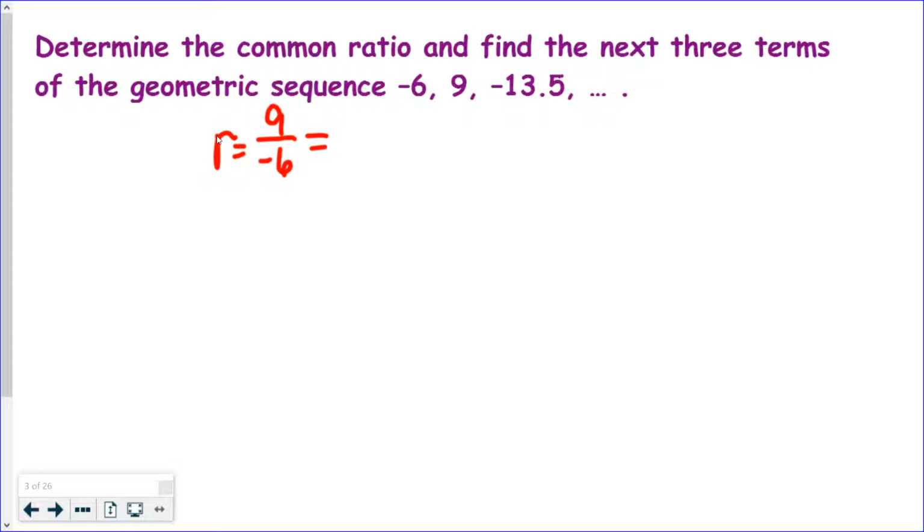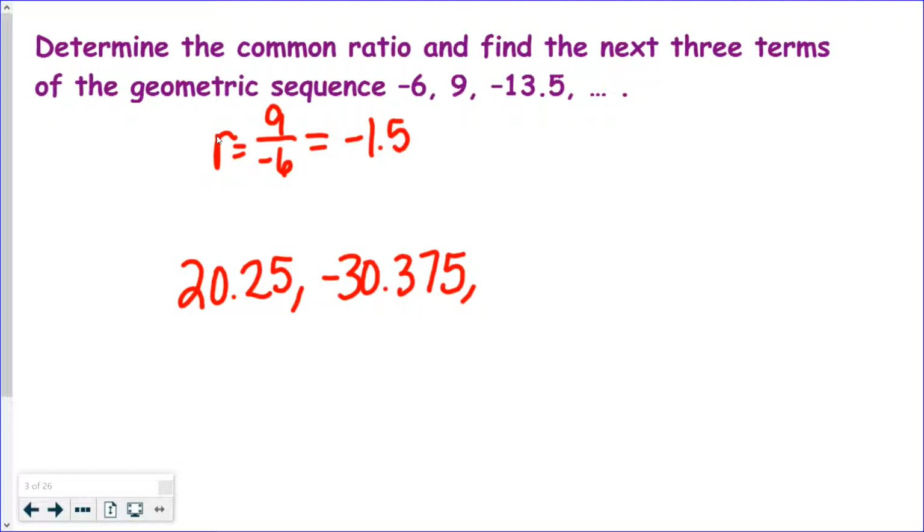So when we divide 9 by -6, we get -1.5. To come up with my next term in the sequence, it's going to be -13.5 times -1.5, and that gives me 20.25. The next term is going to be 20.25 times -1.5. That'll be -30.375. And my next term is going to be -30.375 times -1.5, and that'll be 45.5625. And so on and so forth.